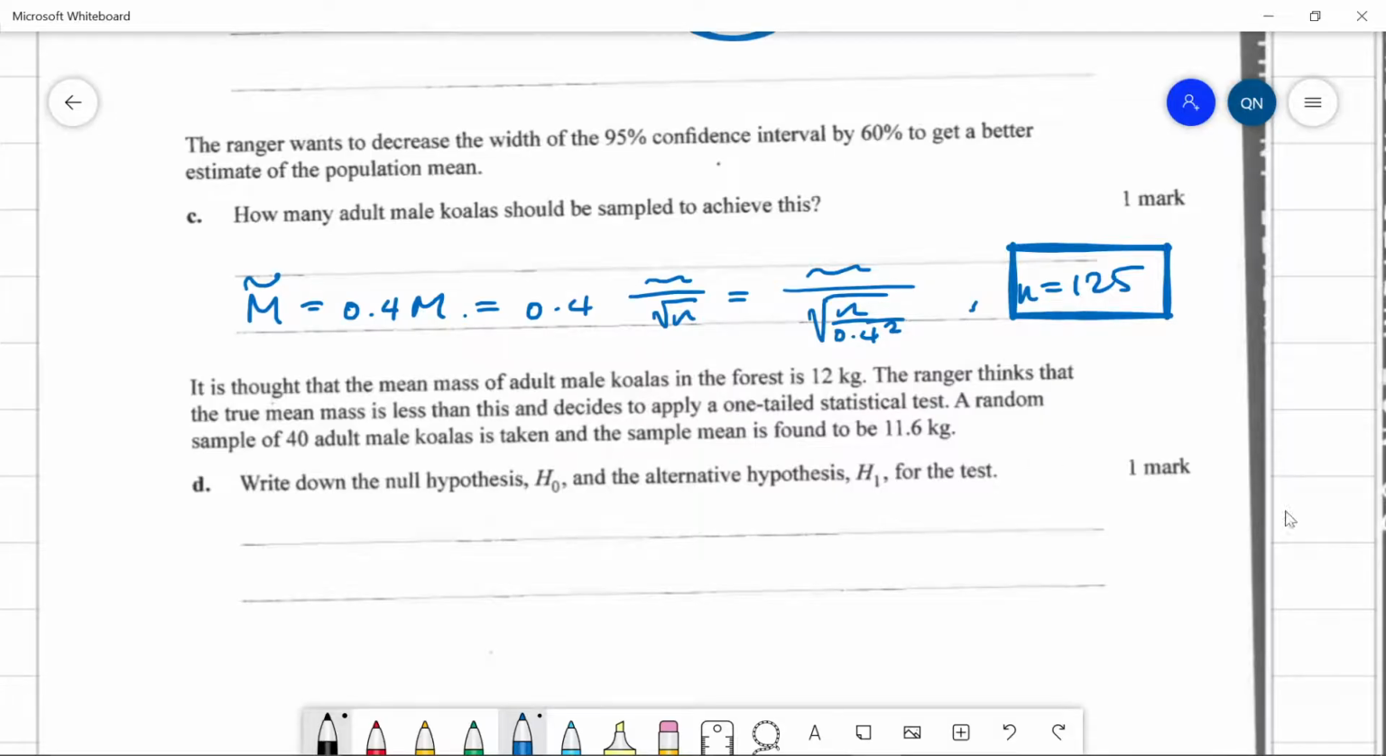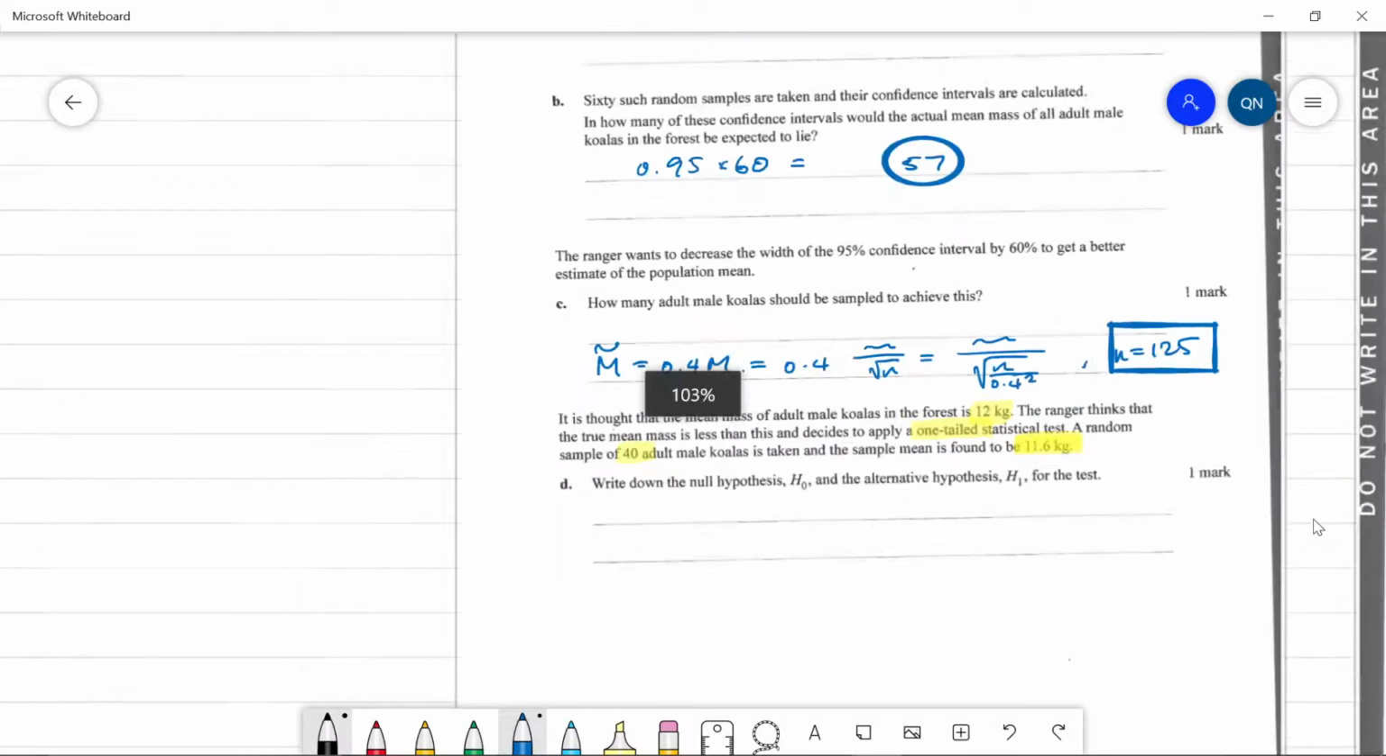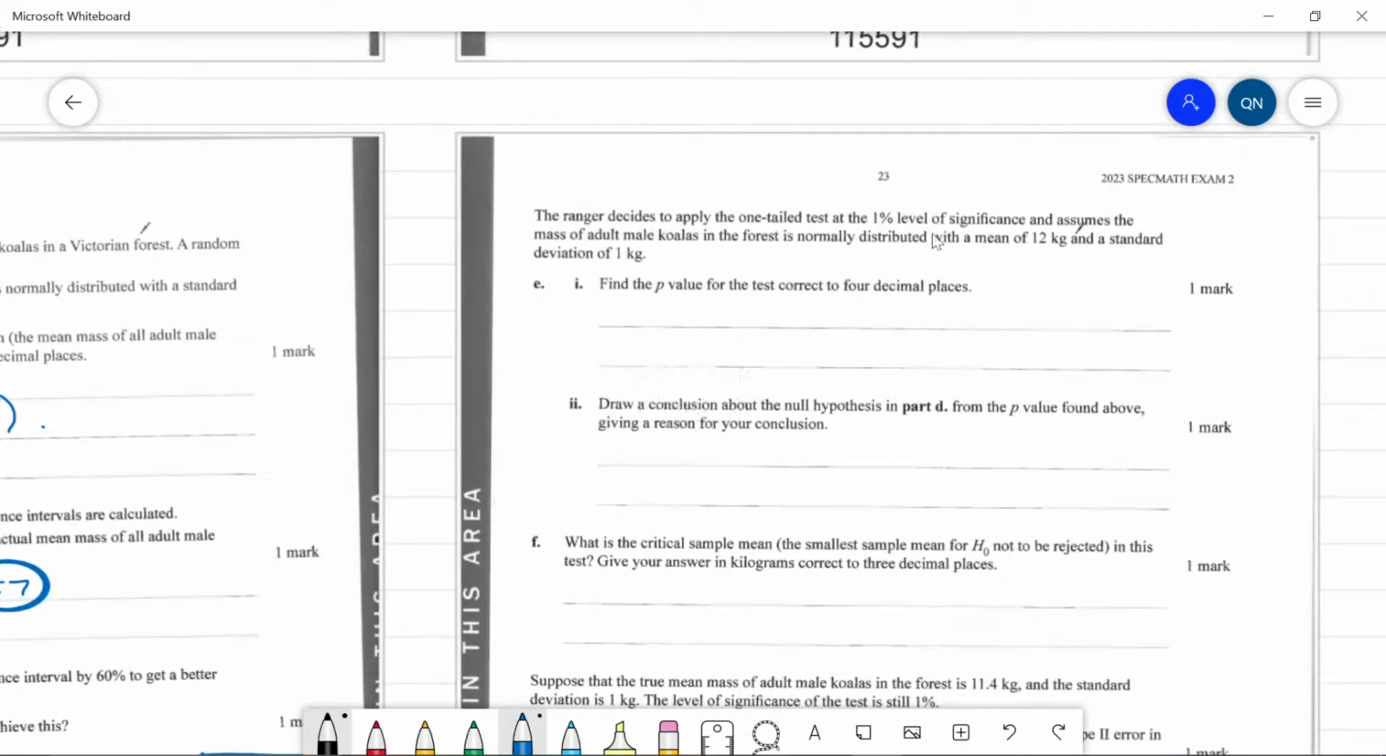Okay, so it's 125. It is thought that the mean mass of adult male koalas in the forest is 12 kilograms. The ranger thinks that the true mean mass is less than this and decides to apply a one-tail statistical test. A random sample of 40 male adults is taken. So it's thought that the mean mass is 12, so this is the null hypothesis. One tail, a random sample, so this is the sample size, and here's the sample mean. Write down the null hypothesis for the test. 1% level of significance, assumes normally distributed. Find the p-value and then draw conclusions.